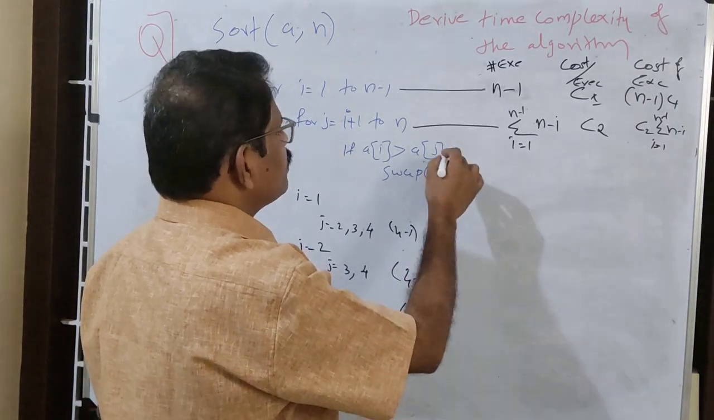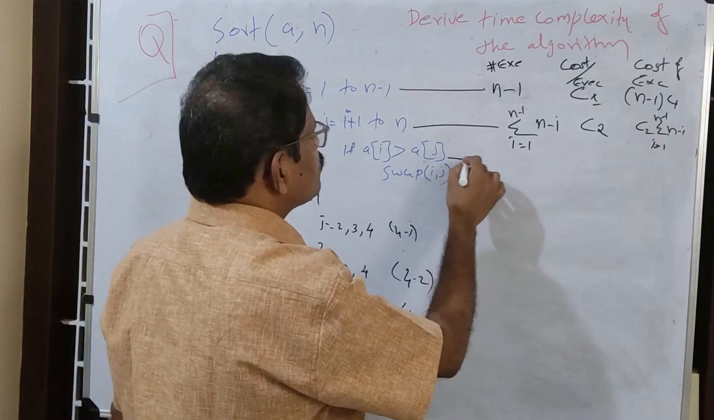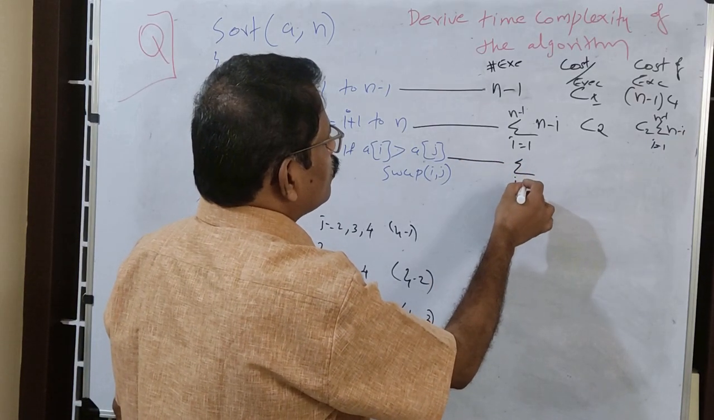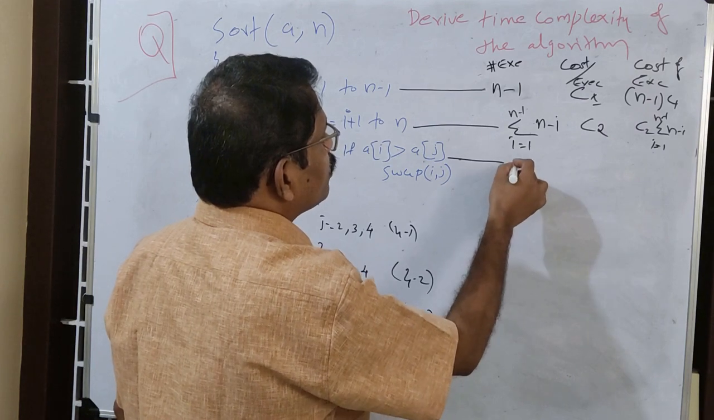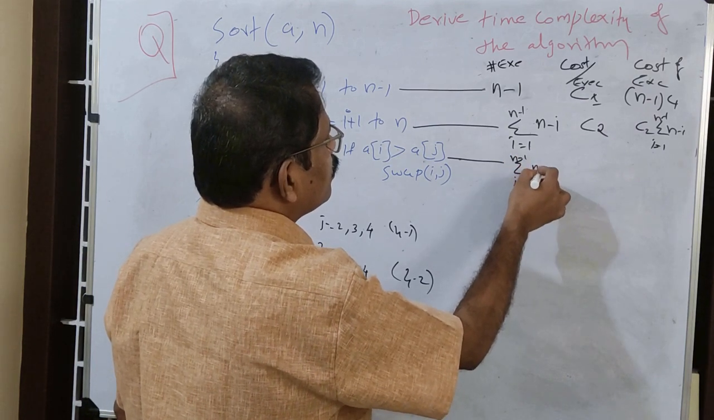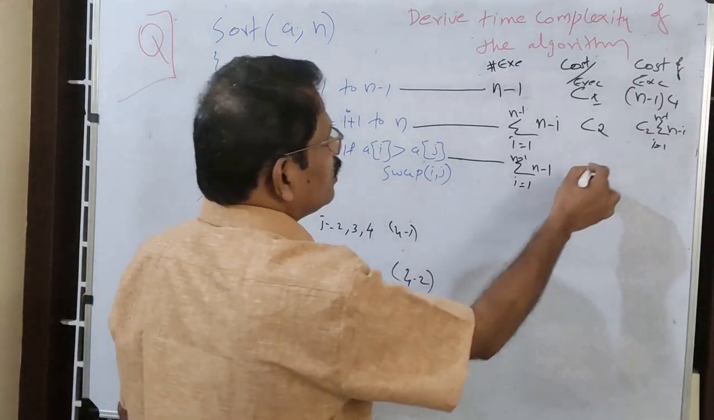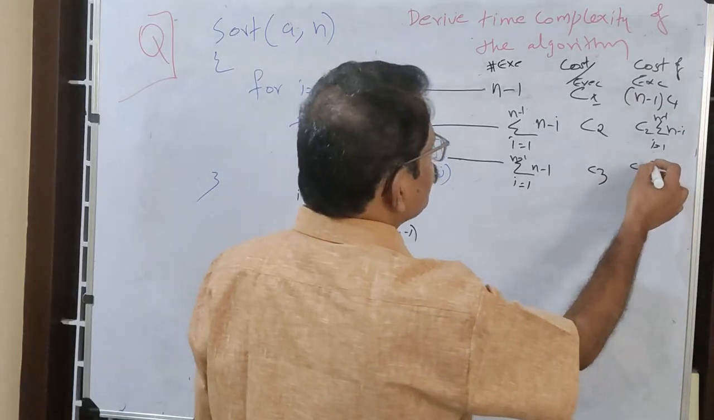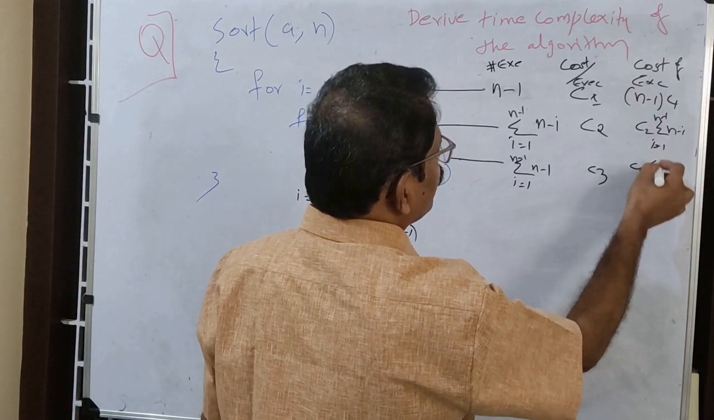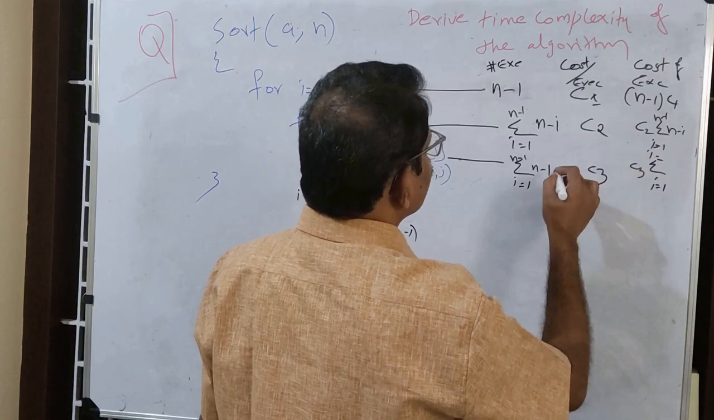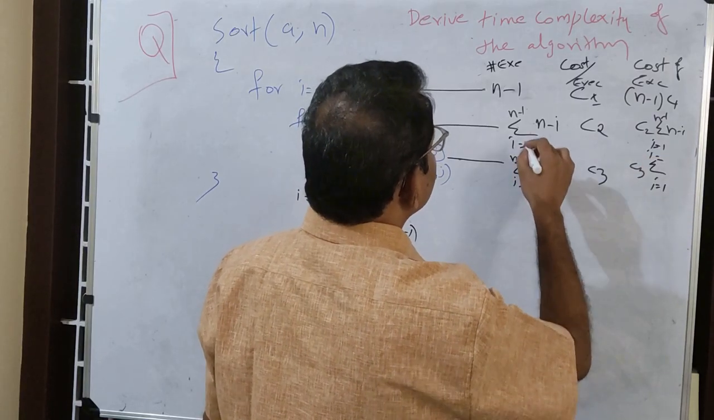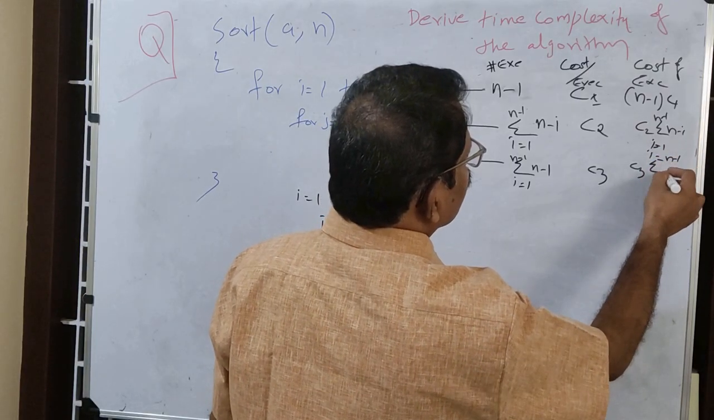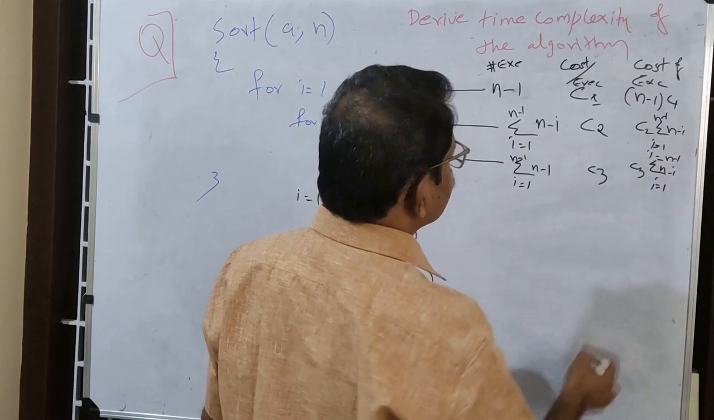Okay, this conversion happens for i equal to 1 to n minus 1, n minus 1 times. This cost is C3. Cost of execution is C3 into sigma i equal to 1 to n minus 1 of n minus i.